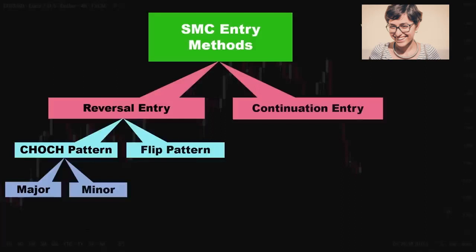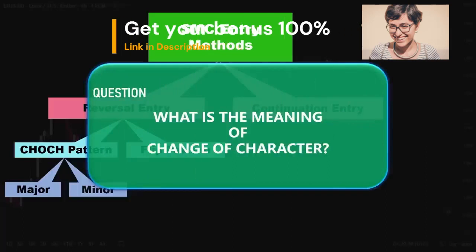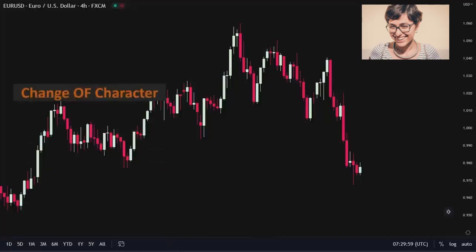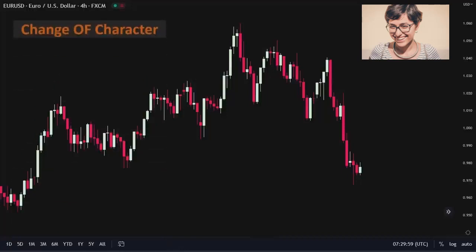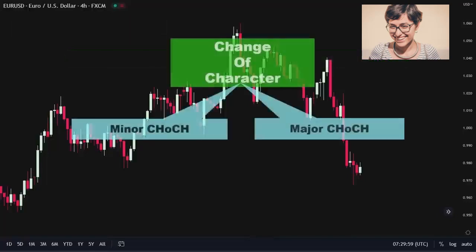From the reversal methods, what is the meaning of the change of character or market structure shift? Change of character means that the market has changed its trend or order flow over time, and it consists of two types: minor and major change of character. Identifying a valid change of character is an absolute must-have for smart money traders. You will endure some losses if you fail to spot a valid change of character, so let's see how we should identify a valid change of character.